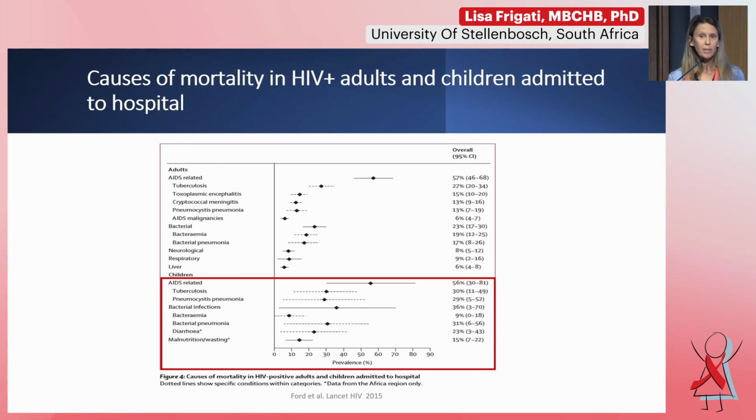So what causes mortality in children and adolescents admitted to hospital? This is old data from 2015, and I've put a box around what causes mortality in children. It's no surprise, the usual suspects: TB, pneumocystis, bacterial infections and bacterial pneumonia, diarrhea, and malnutrition. But what I want you to notice is that in young children less than 5 years old, there's no cryptococcal meningitis. And as you will see, many of the studies informing the guidance focus on cryptococcal meningitis.